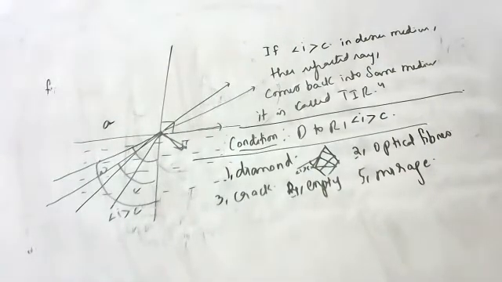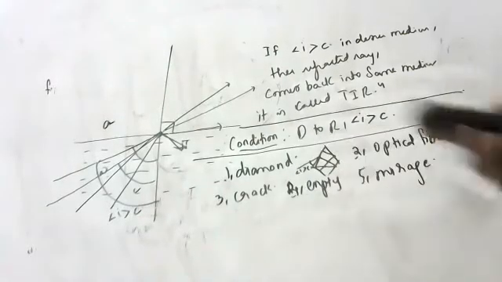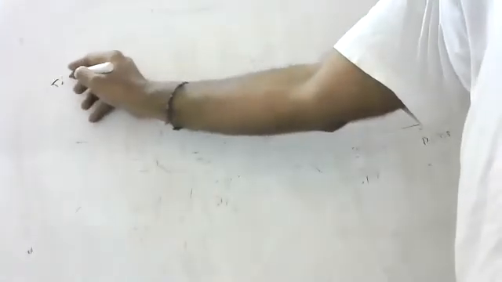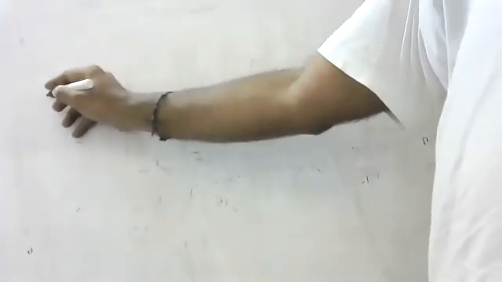Now, total internal reflection in some cases, I will show you, children. So, in some situations, the definition is very important. If angle of incidence is more than critical angle, refracted ray comes back into same medium. If angle of incidence is more than critical angle, refracted ray comes back into same medium.